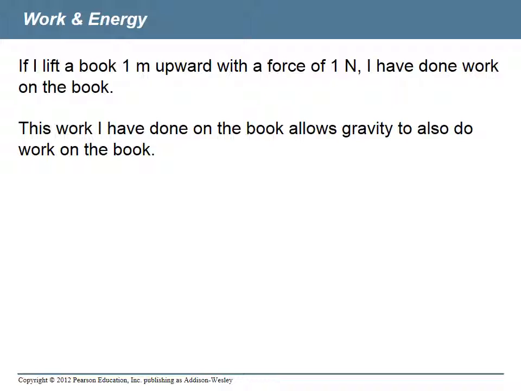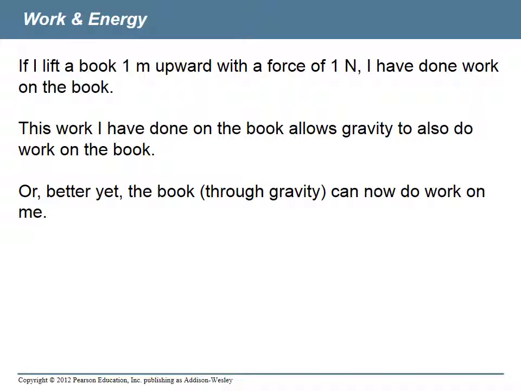But the work that I've done will allow gravity to also do work on the book, right? I lift it up a meter, well then gravity can pull it right back down a meter. It could use a Newton times a meter, and it would do a joule of work. I would do a joule of work lifting the book up, and gravity could do a joule of work back down. So a better way to say it is the book, through gravity, can now do work on me. If I let it fall in my hand, then the book will do one joule of work on me.